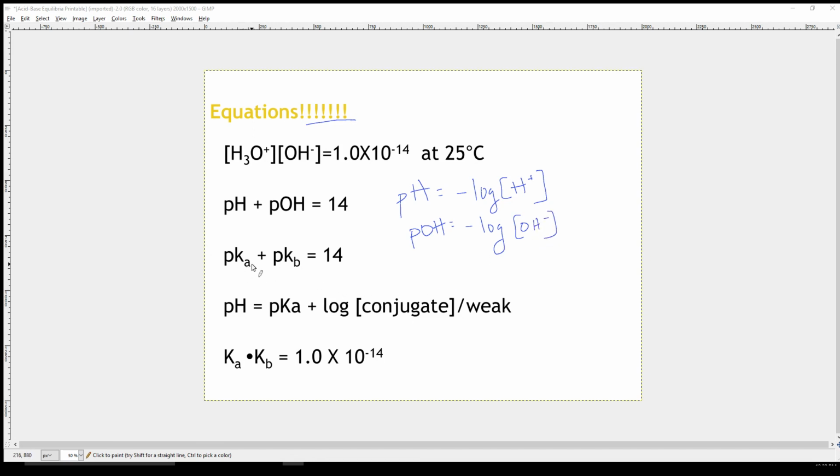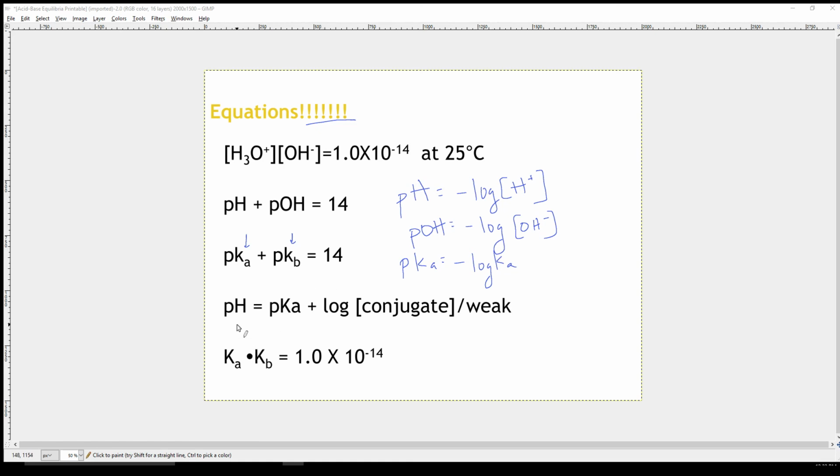The pKa plus the pKb is equal to 14. Ka is the equilibrium constant for our weak acids, and Kb is for our weak bases. So again, the pKa is the negative log of Ka, and pKb is the negative log of your Kb.